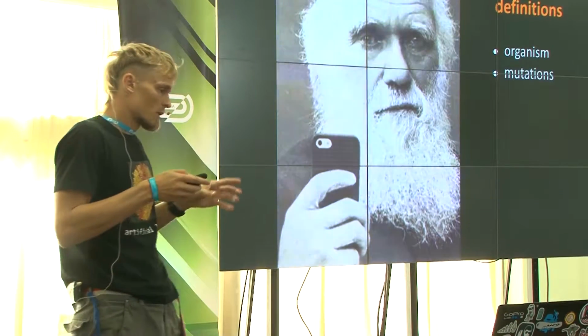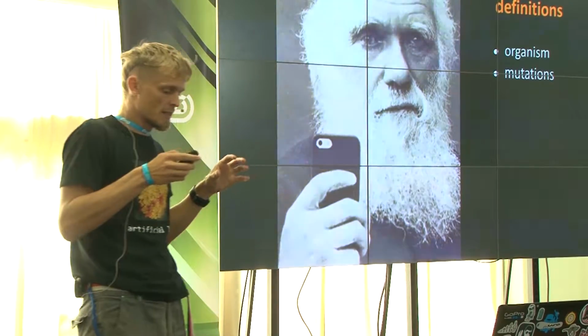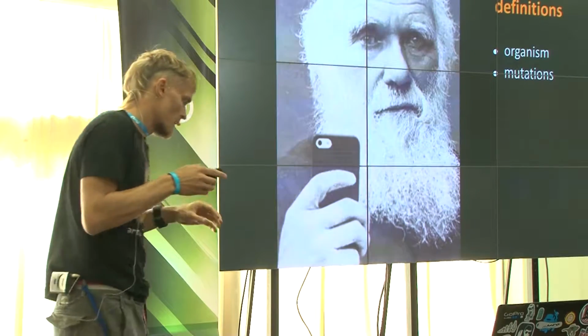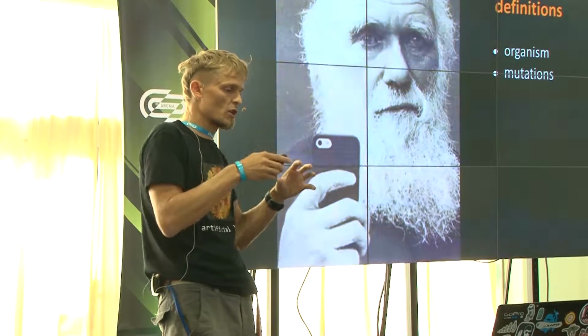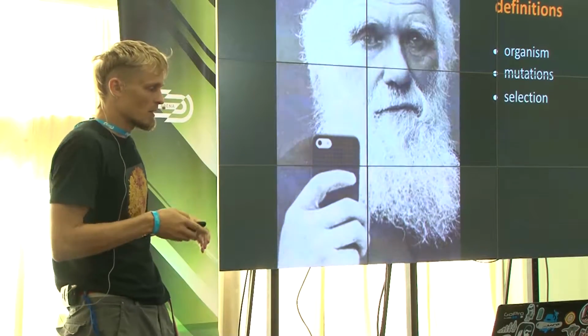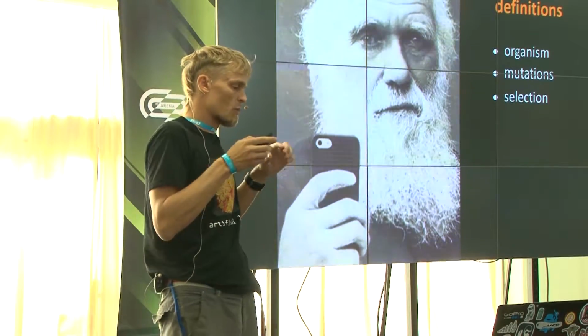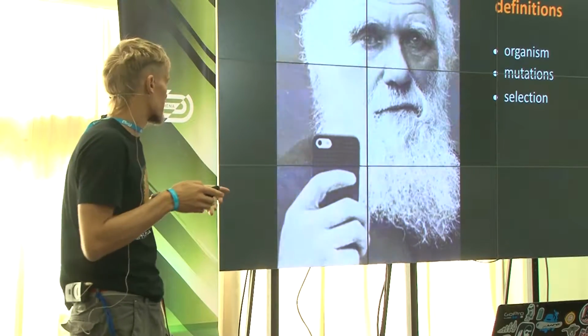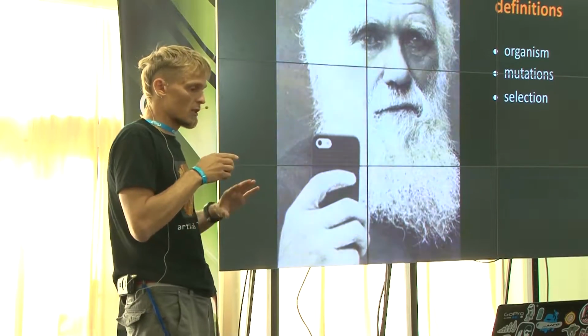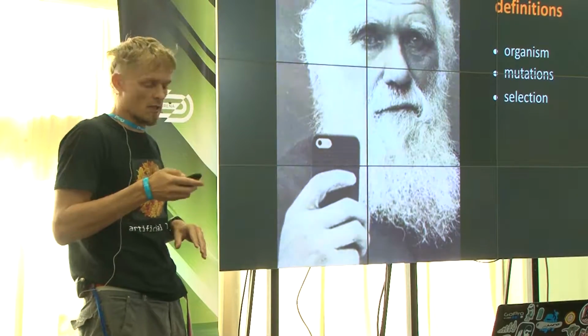Okay? So the next one is mutations. Mutations are changes of DNA in nature, and regarding computer programs, a change of the code. Okay, simple. So selection. Selection is a process which kills the less adaptive organisms and doesn't kill the most adaptive.